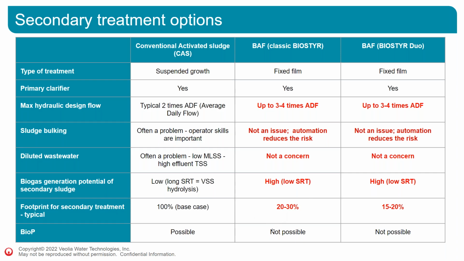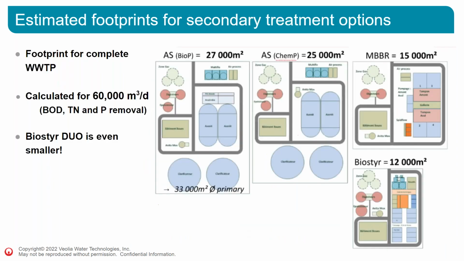One thing is there's no possibility to do biophosphorus removal with the BAF, which is possible with the activated sludge. However, you can always think about tertiary treatment to remove the phosphorus using chemical treatment like ballasted flocculation, which is very small as well and easy to operate. So estimated footprint, Biostyr is way smaller than other technologies. Let's forget about the first one because it's BioP. So let's compare the activated sludge chemical with the Biostyr. There's more than 50% reduction of the space.